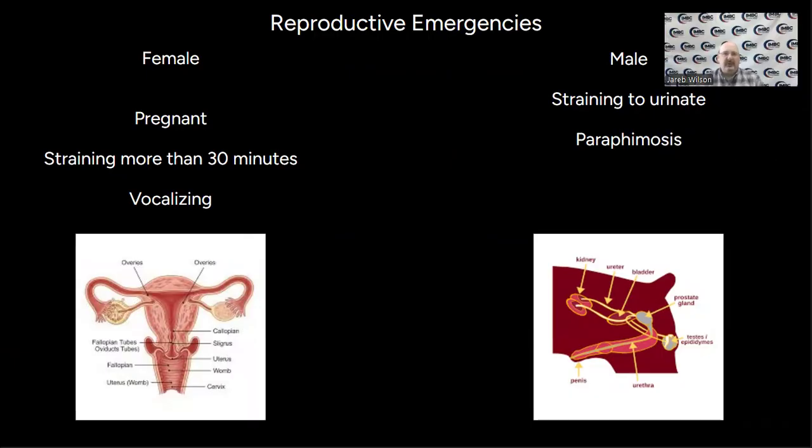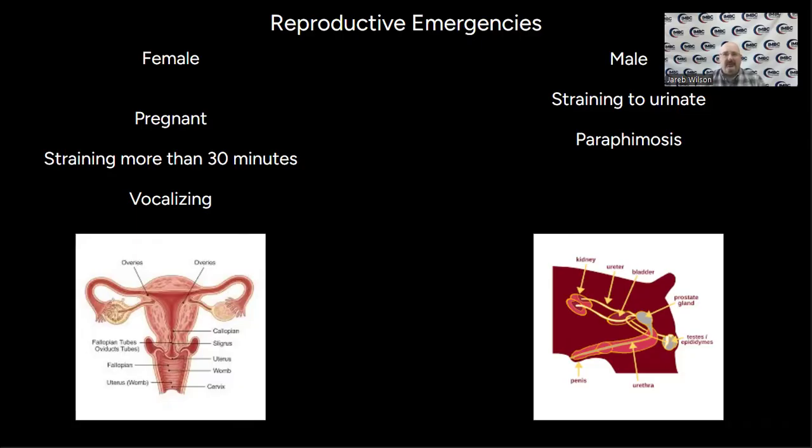For this one, this is reproductive emergencies. You guys are going to do one for the male and one for the female. For the female, this dog comes in, she's pregnant. The owner says that she has been straining to deliver for at least 30 minutes. She's whining, crying, vocalizing in pain. What could be the issue? And then for the male, they're straining to urinate and they have paraphimosis.